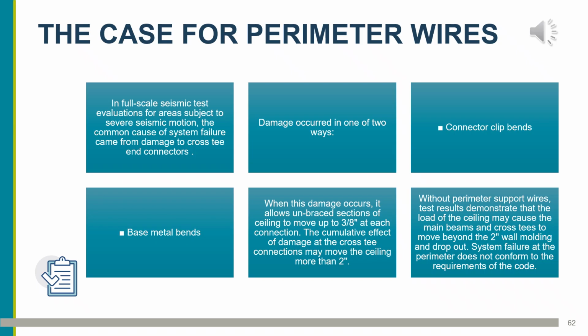Without the perimeter support wires, test results demonstrate that loads on the ceilings may cause the main beams and the cross-Ts to move beyond the 2-inch wall molding and drop out. System failure then occurs, and it's not going to comply with the code requirements.